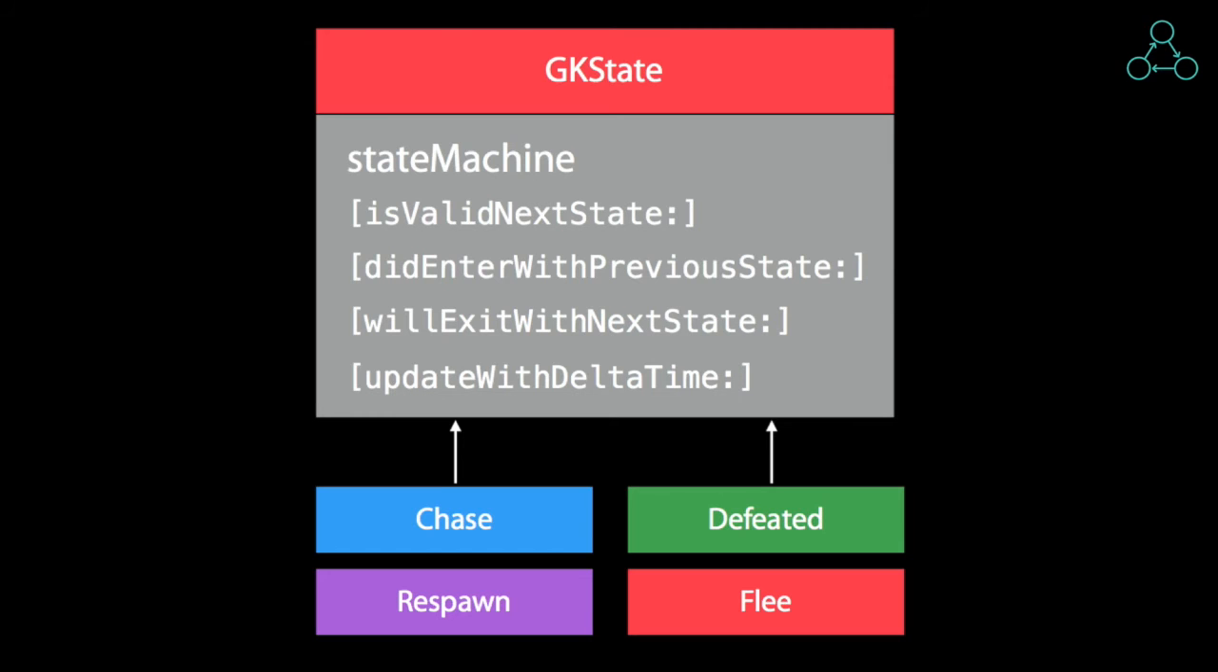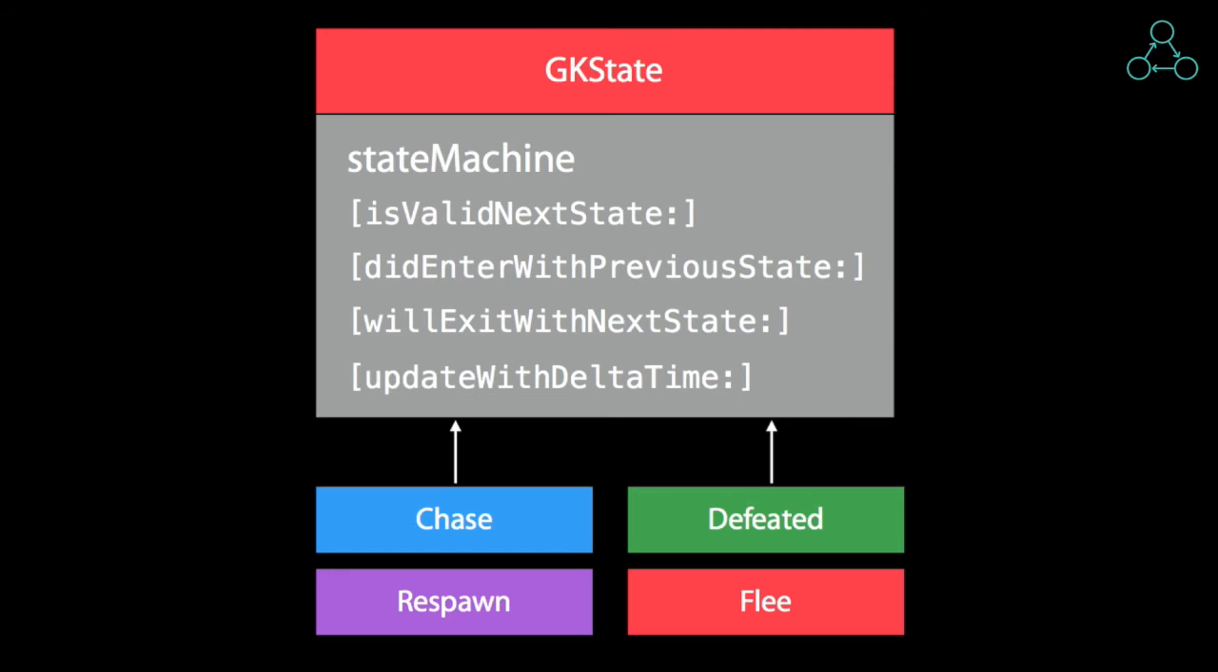And you may want to provide code that does something when we enter the state. For example, if you're entering the flee state, you might want to change the appearance of the ghost. You might want to change the move speed of the ghost. That's handled during didEnter with previous state. And then maybe you want to do something when we exit the state. You can do that using willExit with next state, which will also tell you which state you're transitioning into.